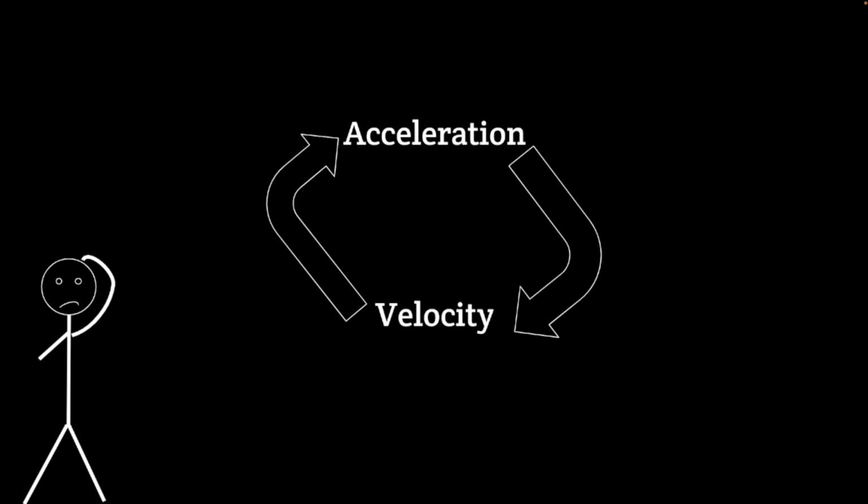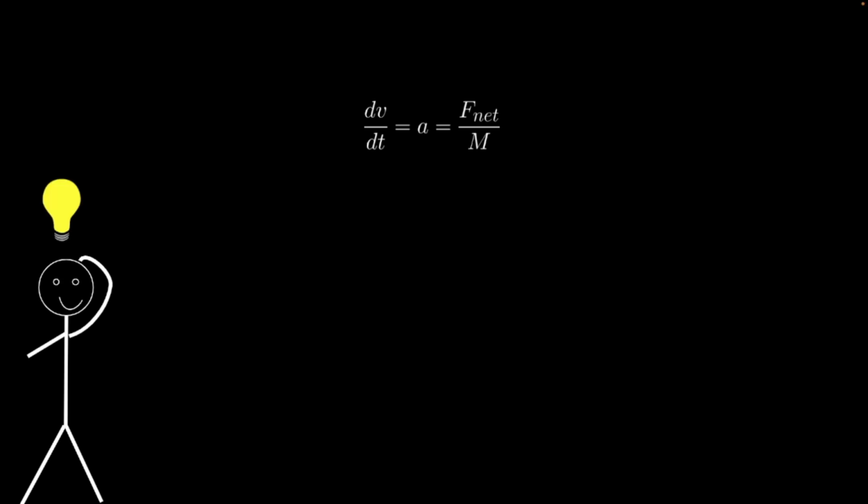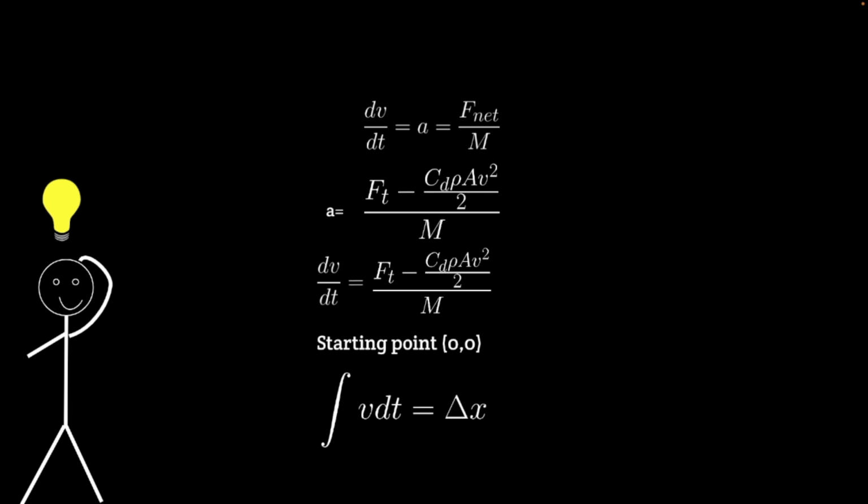As you'll sometimes find, it's not about exact answers, but estimations with minimal error. Here's a list of things we know. Acceleration is the derivative of velocity, and we know that at time t equals 0, velocity is also equal to 0. We also know that the integration of velocity is the change of x, or the change in position.